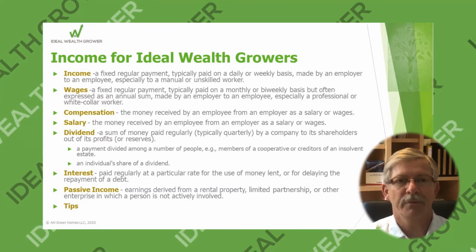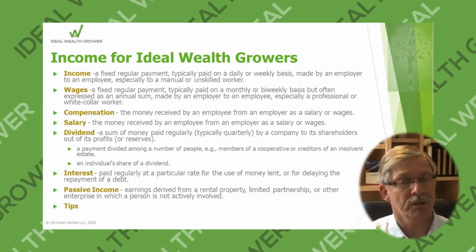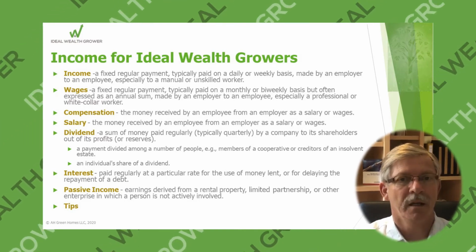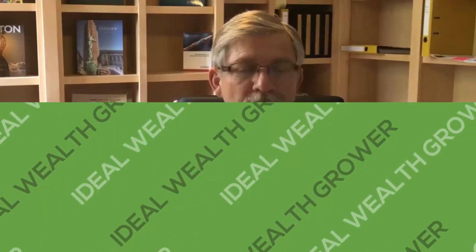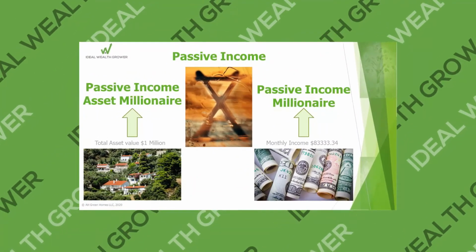So with that being said, we now have a pretty good idea what kinds of incomes are out there, and I mentioned that one of the most important ones that we're striving for and setting a goal for, I call it the BHAG, which stands for Big, Hairy, Audacious Goal. The big goal that we're setting out for ourselves as Ideal Wealth Growers is to get as much passive income as we can so we no longer have to work, which I call economic independence. But there are two different kinds of passive income status as a goal that we want to accomplish. The first one is called the Passive Income Asset Millionaire.